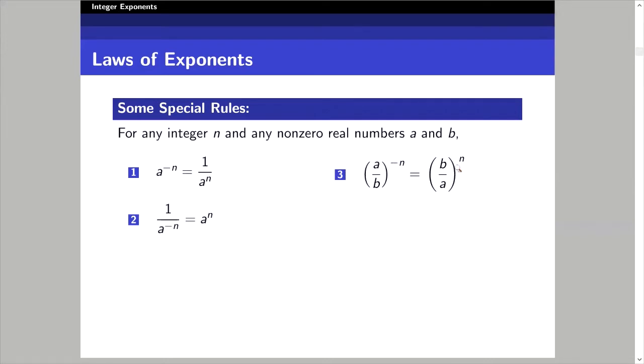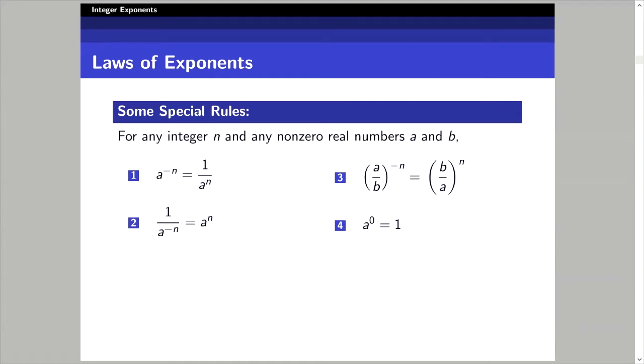Alright? And then finally, we have this last special rule. What is the answer to this one? A raised to 0. Yeah, I know. You know it. It's 1.